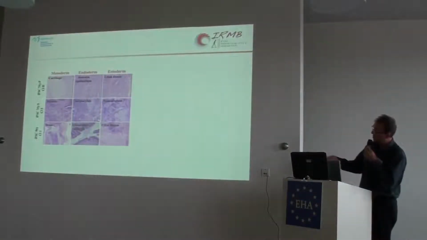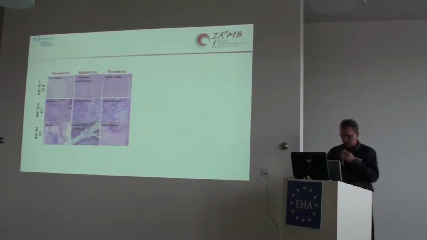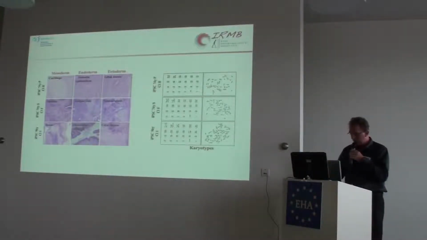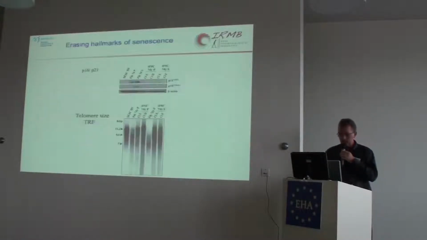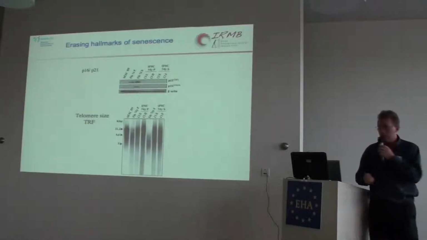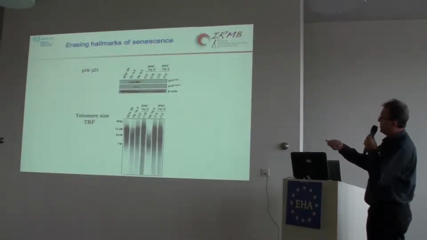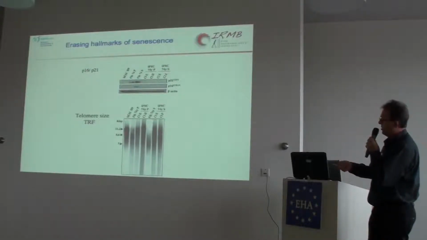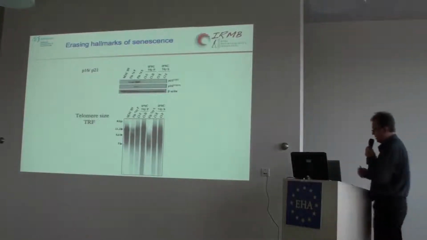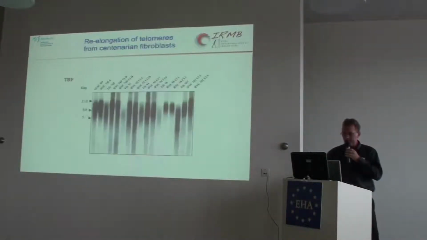When we look at the differentiation ability with teratoma, it was as well. The clone was stable in karyotype analysis, and we also look at the hallmarks of senescence, which are P16 and P21, but also we measure the size of the telomeres. When we look at telomeres in senescent cells, when we drive them into iPS cells, we re-elongate the telomere.